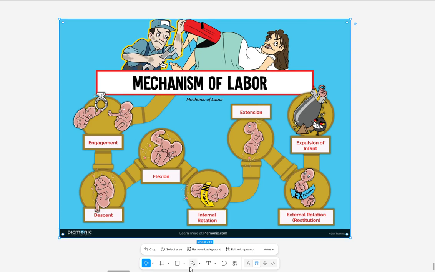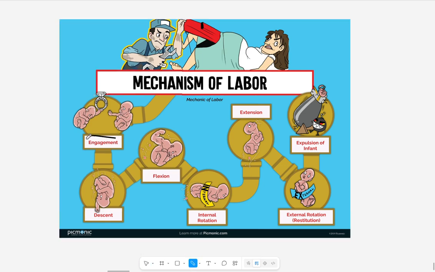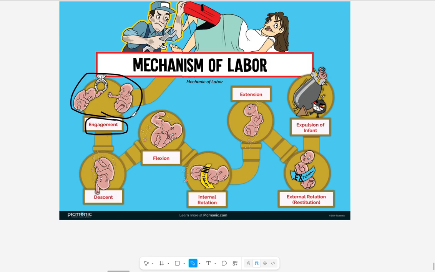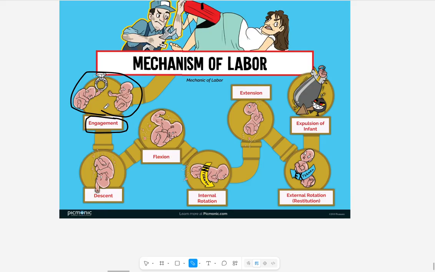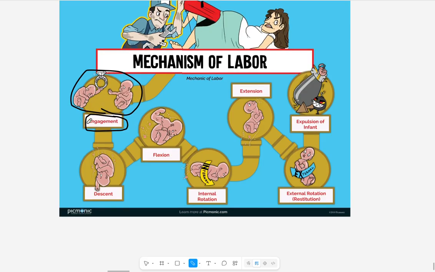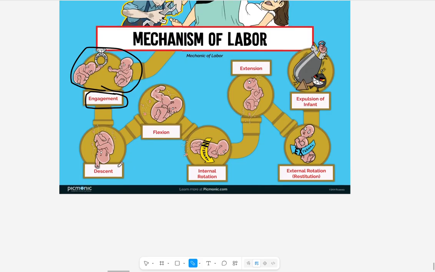Clinically, this engagement happens when 2/5 of the head is palpable abdominally. So, whenever 2/5 of the head or less than 2/5 is palpable abdominally and the biparietal diameter has crossed the pelvic inlet, we say that the baby has engaged. You can remember it by this funny little mnemonic where the baby is giving an engagement ring, right? Okay. Then we have the descent. Descent is basically the baby moving down through the pelvis.